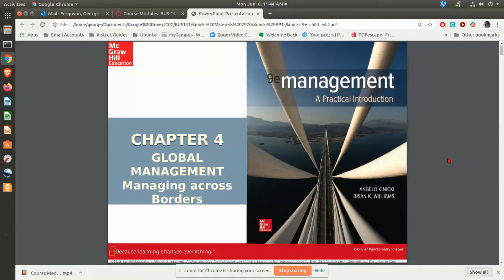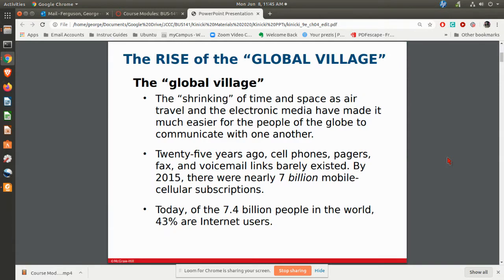We're going to be going over Chapter 4, the global aspect, as far as how to manage if you're going to be managing companies that deal in international and global types of products and services, some of the things to be thinking about that go along with that.